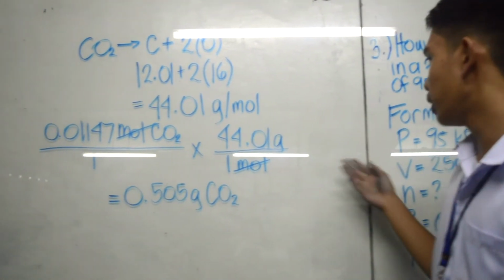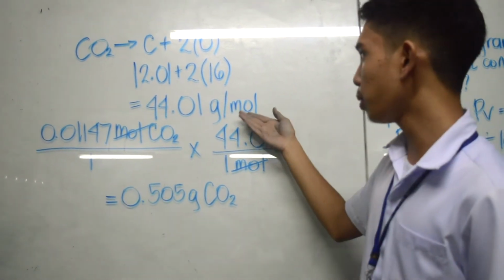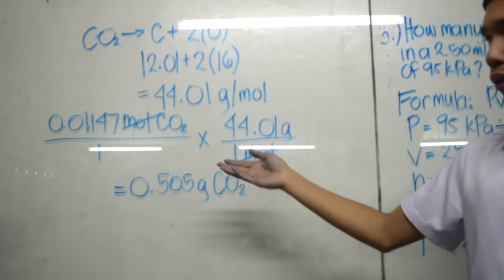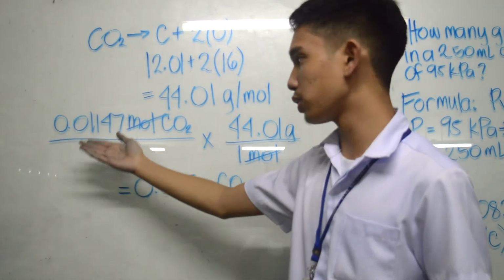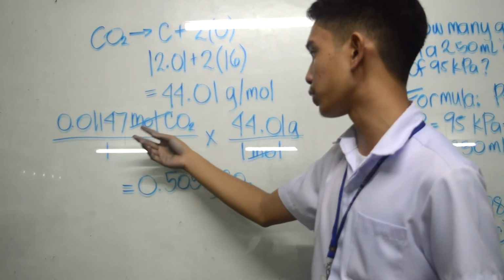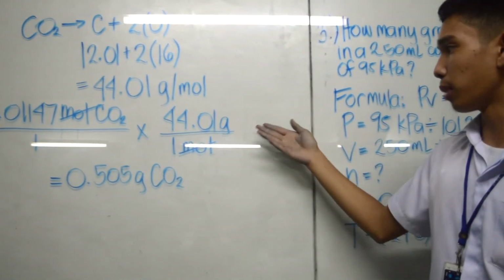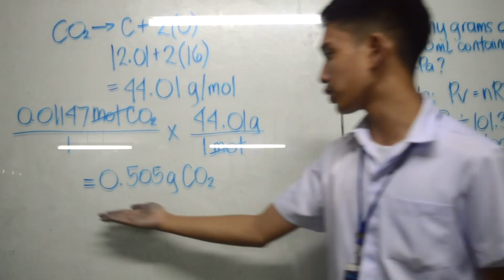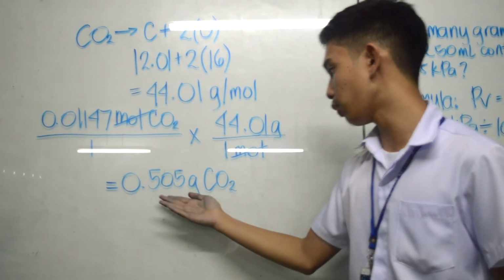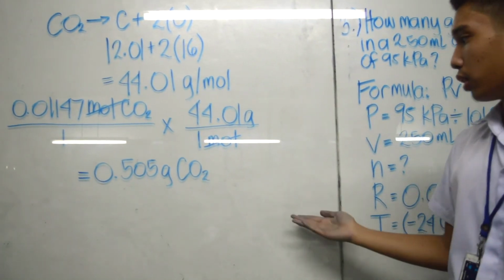Then we need to multiply the grams per mole of CO2 by the number of moles of CO2. So the number of moles of CO2 is 0.01147 moles of CO2 times the 44.01 grams per mole. So the final answer is 0.505 grams of CO2.